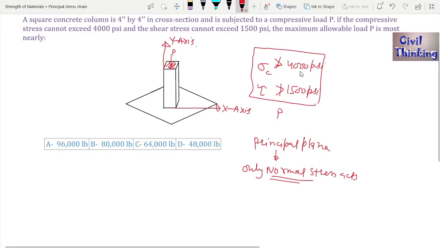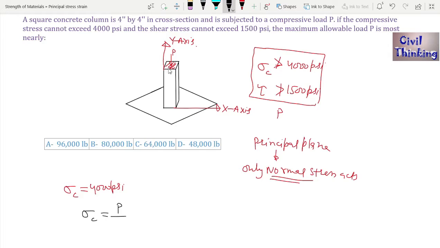Now the condition is that the compressive stress cannot exceed 4000, so we can choose compressive stress sigma c equal to 4000 psi. Now the load is P. What is the value of compressive stress? Sigma c is equal to load divided by cross-sectional area A. So it is P divided by the area, which is 4 multiplied by 4, which is 16. So the compressive stress is P divided by 16.